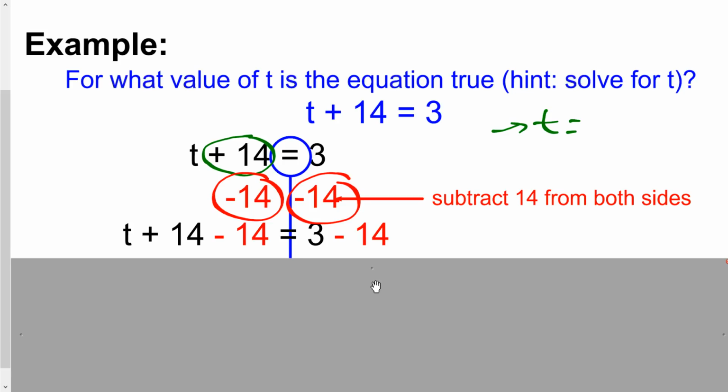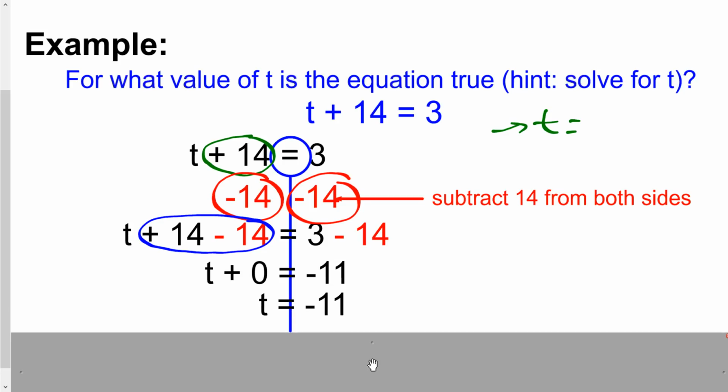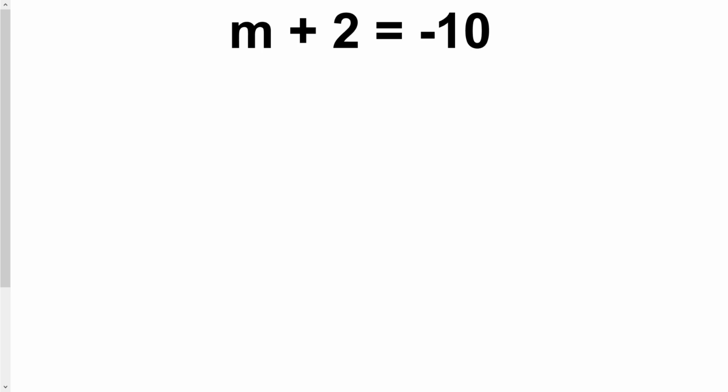This leaves t plus 14 minus 14 on the left-hand side, and 3 minus 14 on the right-hand side. Making sure to watch our signs, we end up with combining like terms. Our constants, plus 14 minus 14, is 0, to give us t plus 0 on our left-hand side, equals 3 minus 14, which is negative 11. And of course, we know that t plus 0 is just t, and that equals negative 11. Okay, so that's the subtraction property of equality. Subtracting off both sides of the equation does keep it equal.